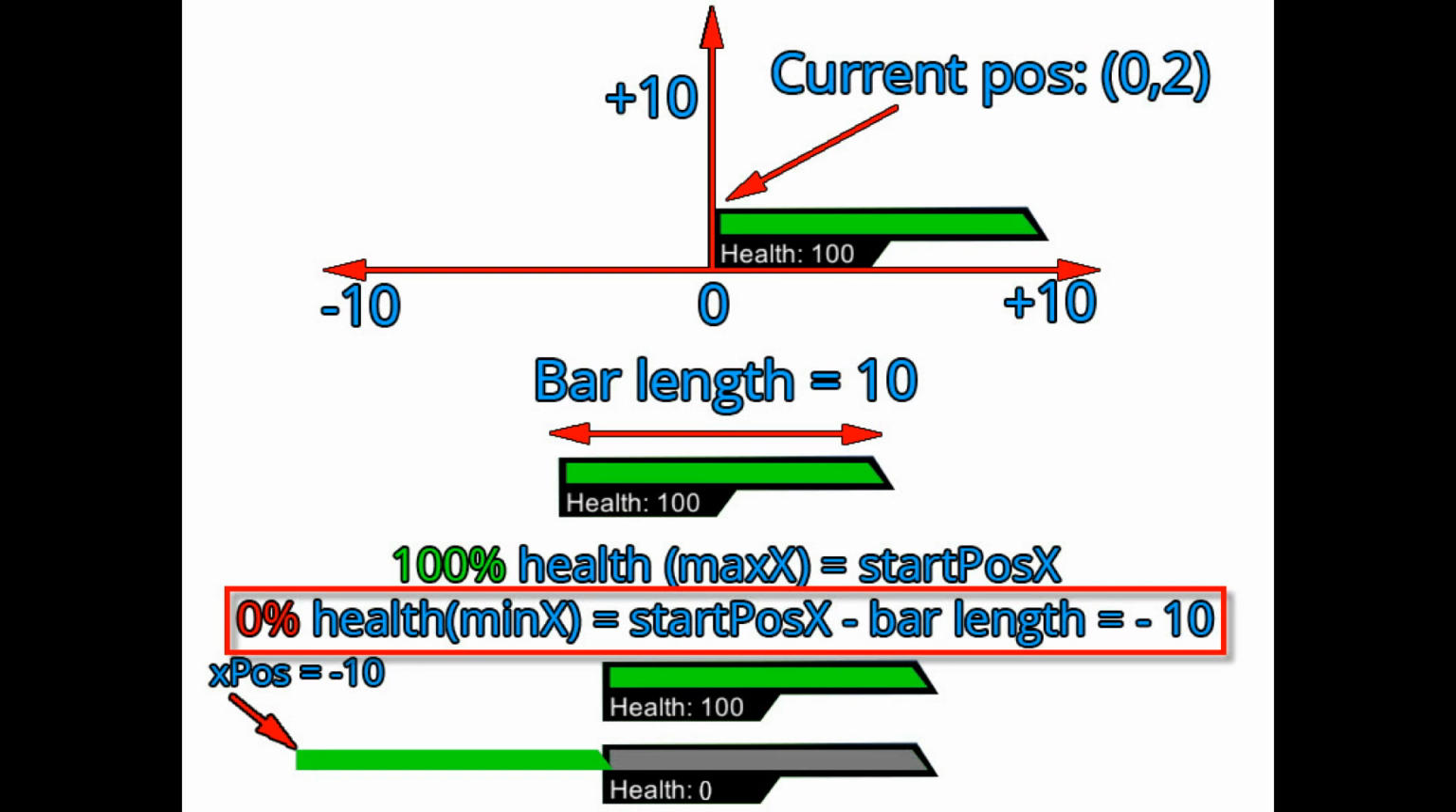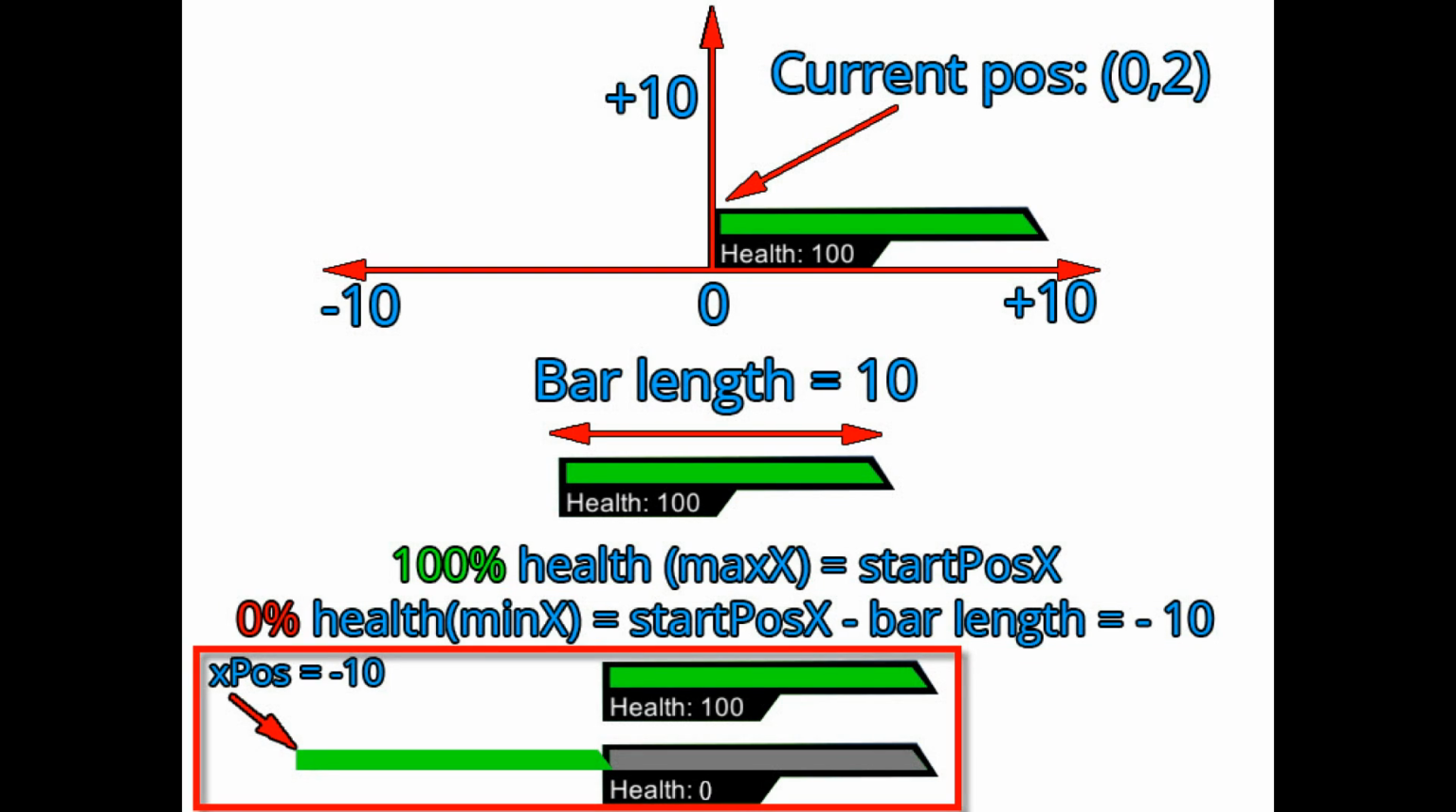So that means that we take our start position minus the bar length, which gives us minus 10 because the length is 10. That means that whenever we have 0% health and our bar is moved all the way to the left, then our x position of the bar is -10. So we know the minimum value of our x is -10, and the maximum value of our x position is 0. And it's in between that range we need to calculate where to place the bar according to our health. So I hope that makes a little sense.